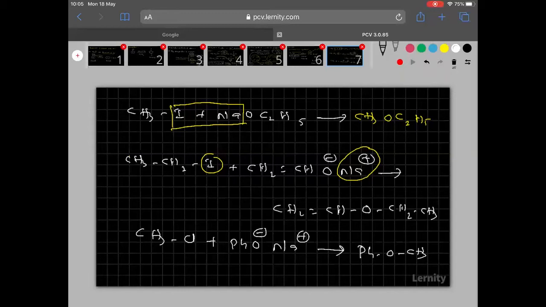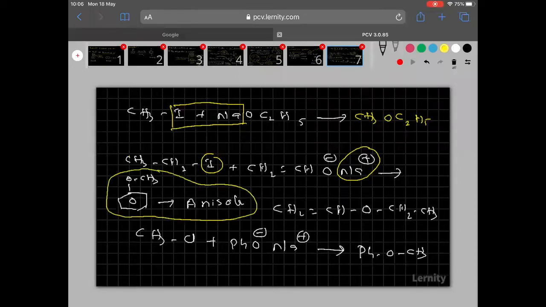Is it clear, everyone? So what is this PhOCH3? So now here I am writing its structure. See clearly. Ph this one. Okay. Then this is O. This is CH3. Remember, PhOCH3 is also called anisole. Very important compound. I hope you are able to understand this one.